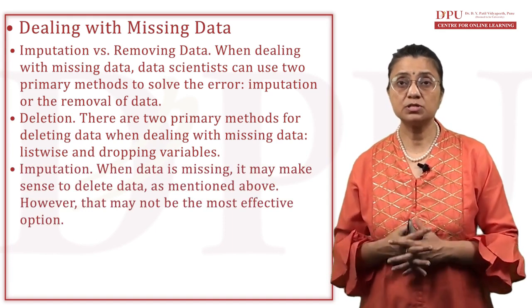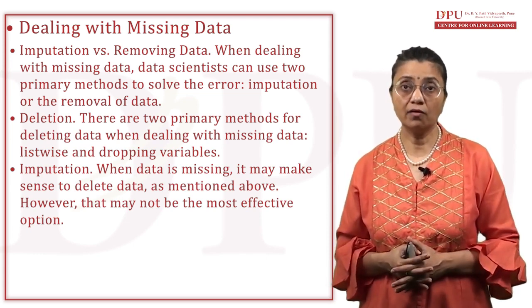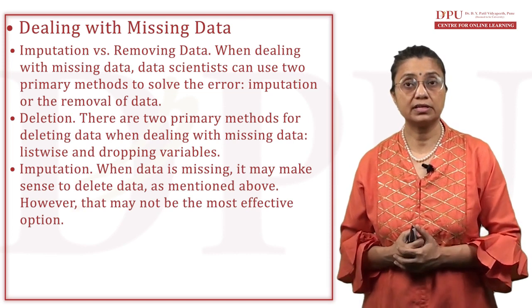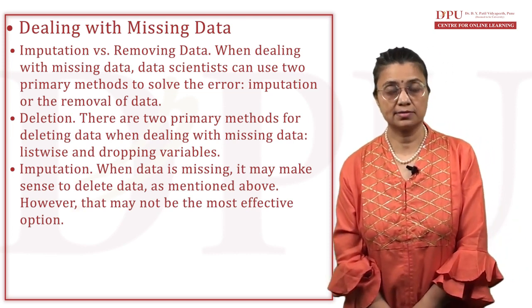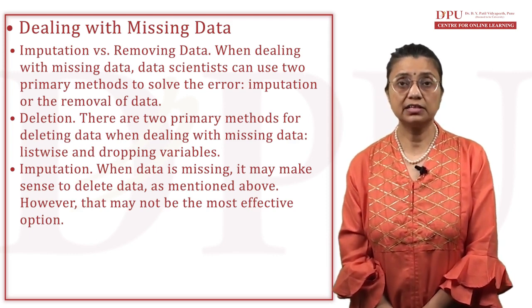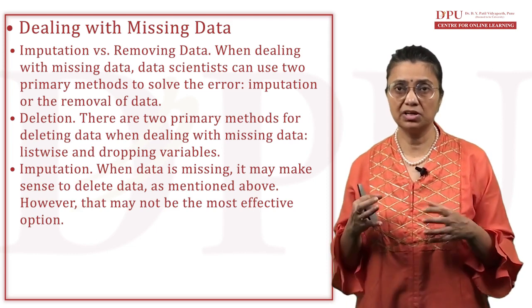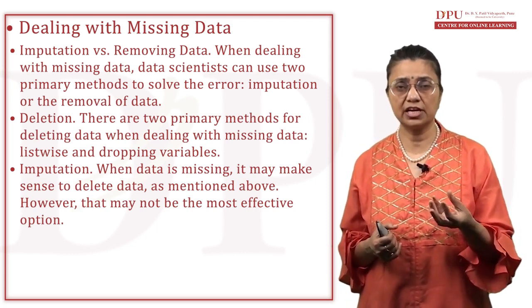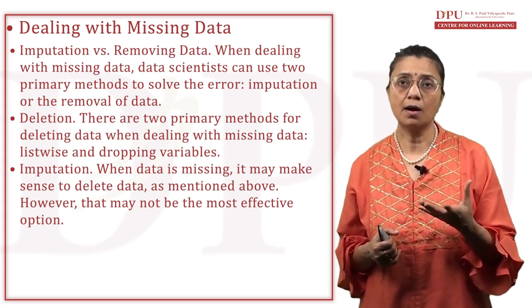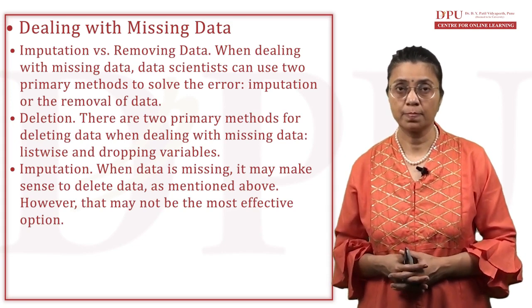Next is imputation. When the data is missing, it may make sense to delete data as mentioned above. However, that may not be the most effective option. Sometimes we delete the data, but it is actually not correct, because we do not have the data, so we delete it. But ideally, we should make some provisions, putting in some related data, or some data which can become an indicator of what it could be.